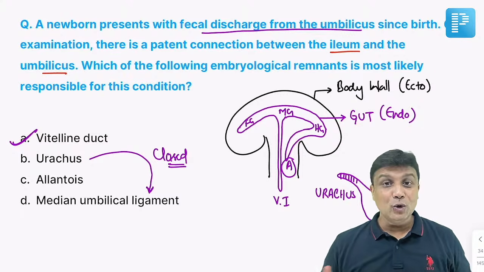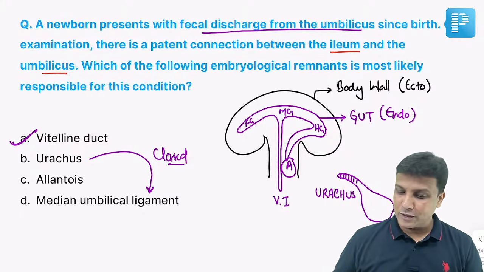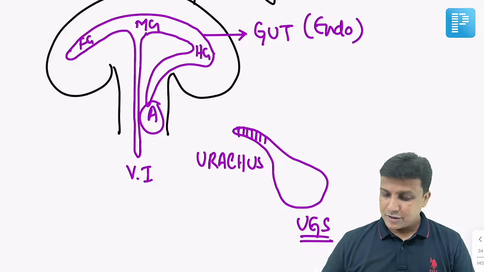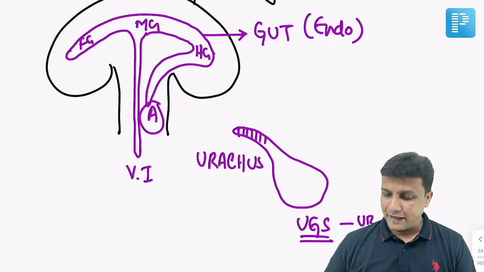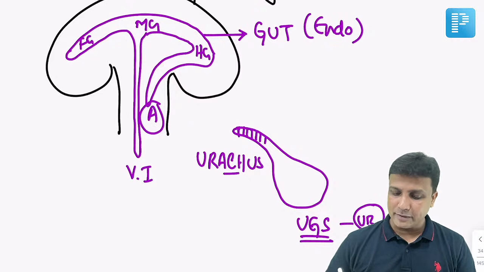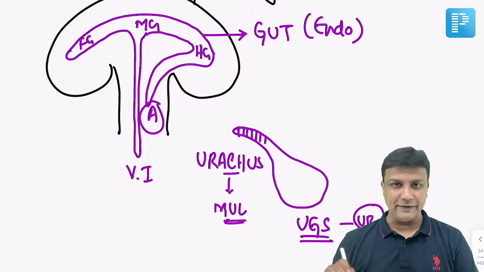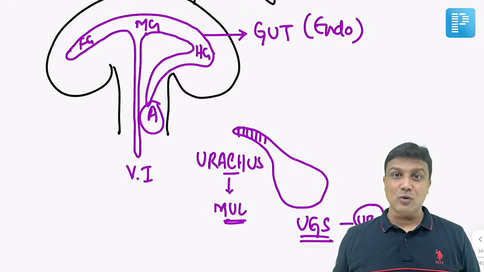Why? Because the urogenital sinus is the one which is going to become your urinary bladder, sir. So this is going to become the urinary bladder, and at the apex of that, this urachus will be closed to form the median umbilical ligament. Perfect. But in some unfortunate babies, what is going to happen?